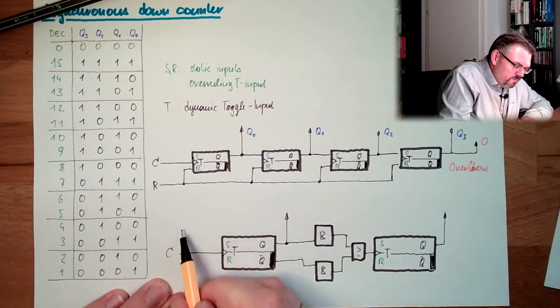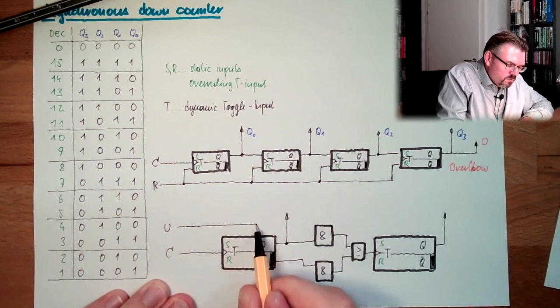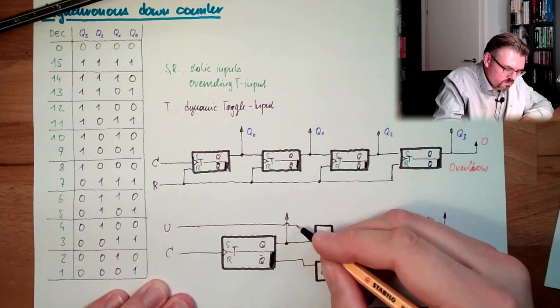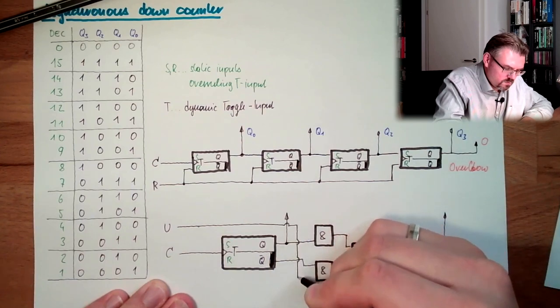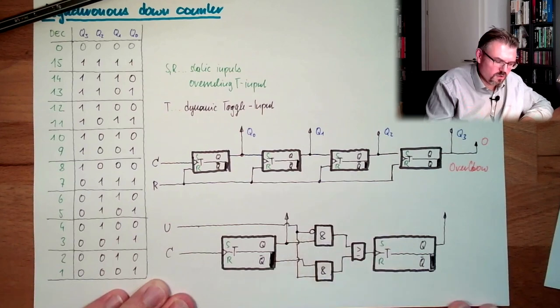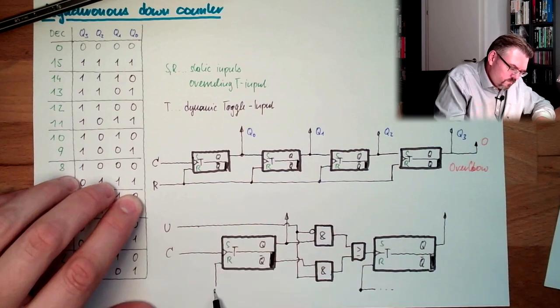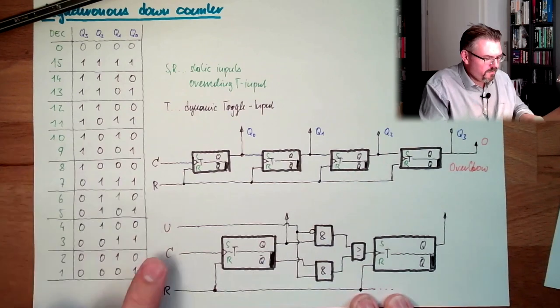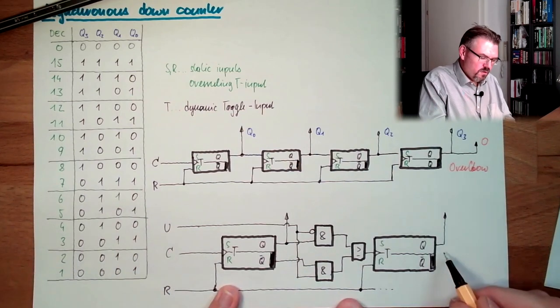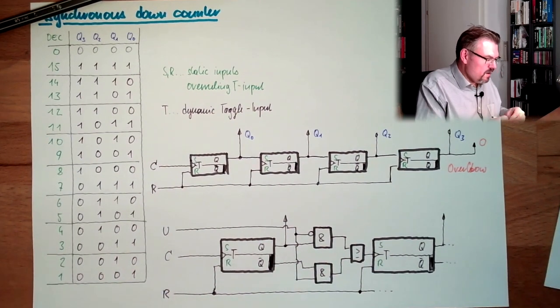And now let's have one input. I call it U for up. I want to count up. So if U is true, I need to use this one. And if U is not true, I need to use this one. So with the U line, the R line is not affected. With U equals 1, I'm counting upwards, and so on. This is always the same.